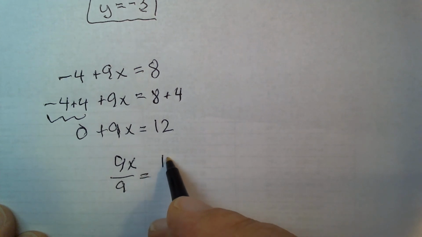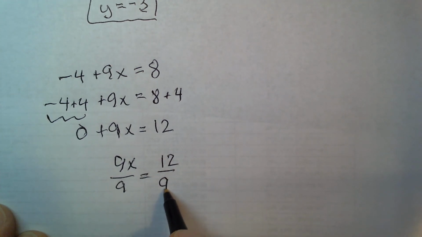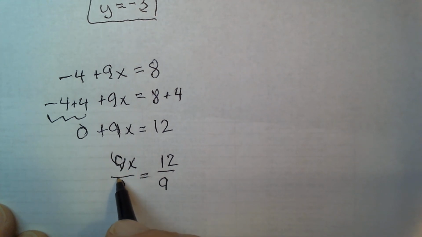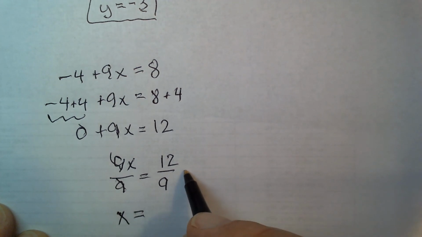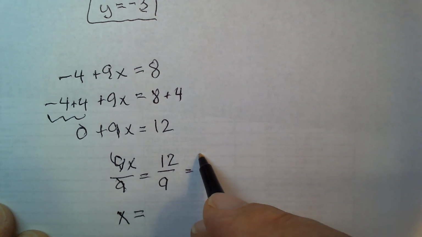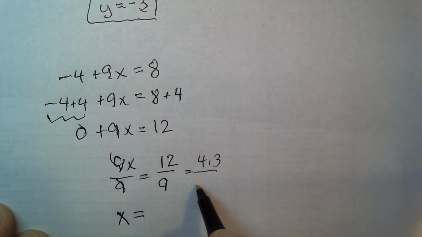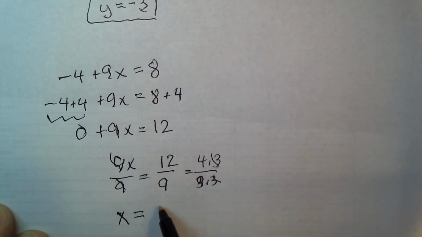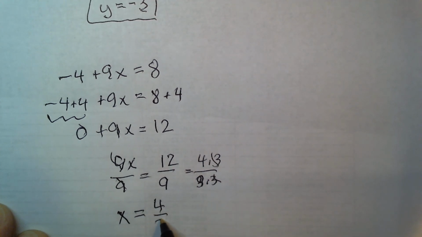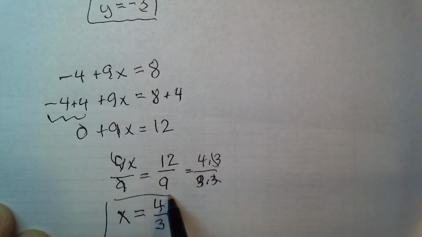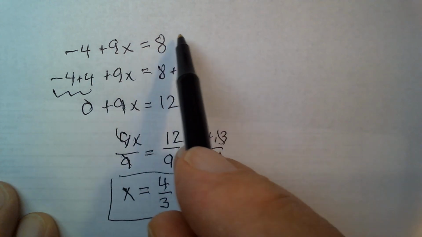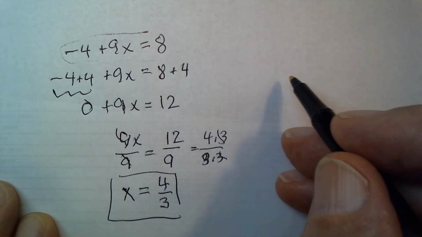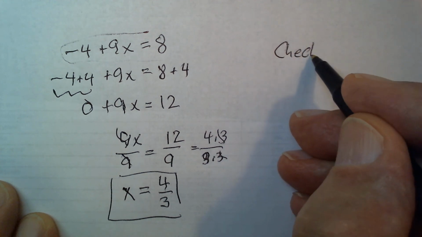And so on the right side we have 12 divided by 9. And on the left side the 9's cancel. And on the right side, well, we can write 12 as 4 times 3, and we can write 9 as 3 times 3. The 3's cancel. So then x equals 4/3. So that would be the solution of the equation that we have here. And again, check it out yourself to make sure we come up with the correct answer.